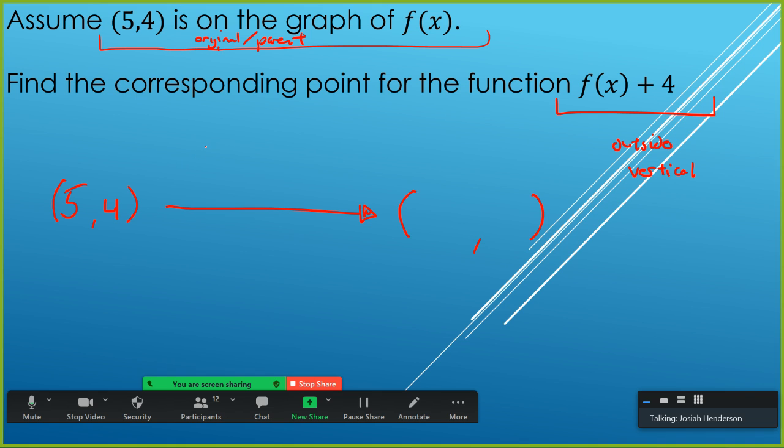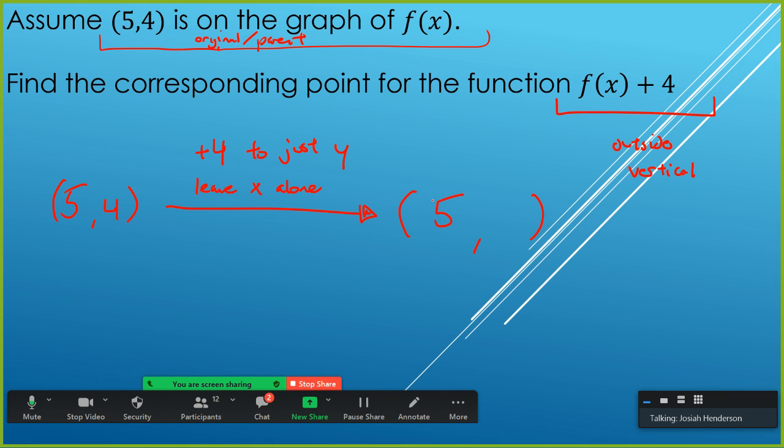We're going to do it to just y. What are we going to do to just y? We're going to do plus 4 to just y. X stays the same, leave x alone. Stays the same. So that turns into 5 comma what? We're leaving our x alone.